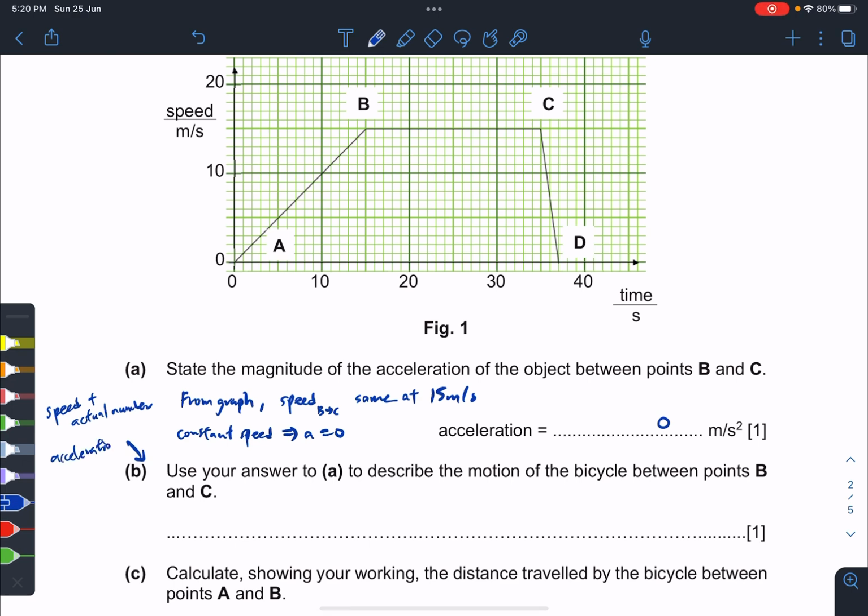But the good news is acceleration is not in the graph itself. You need to interpret it, which means no number is needed for acceleration. You don't have to calculate it. The actual number here is just reading the graph. Nothing to panic over. So we say that it travels at a constant speed of 15 meters per second with 0 acceleration.